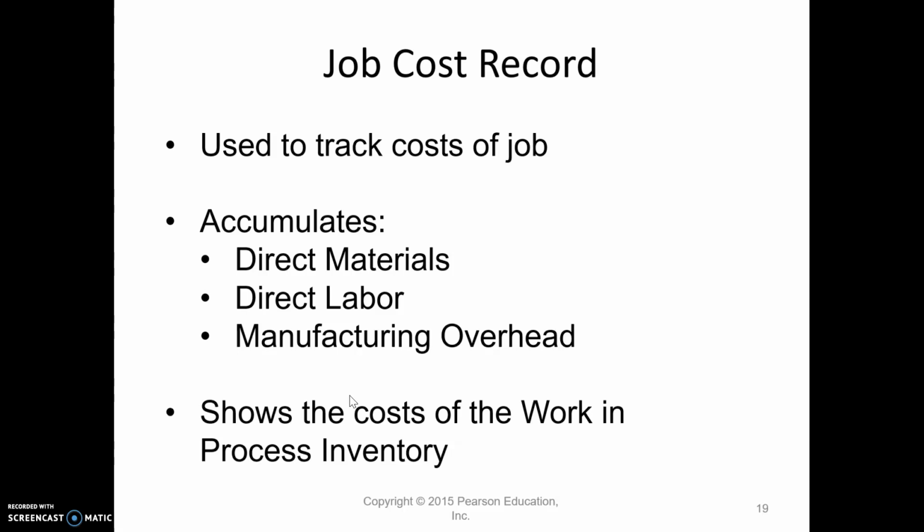And so as we're working on the job, this is the work in process, right? The work in process inventory are the units that we're working on. So the job cost record really shows the detail for your work in process inventory account, right? They go hand in hand. If there's something on the job cost record, that means that same amount needs to be in the work in process inventory account because that's what we're working on.